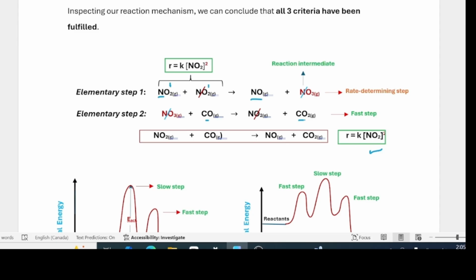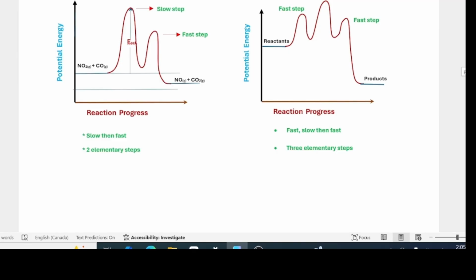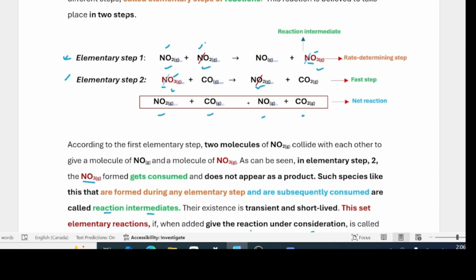So all 3 criteria have been fulfilled. If one were to sketch that in this energy profile diagram, you're going to see that the first step, which is called the rate determining step, will have a high energy of activation, and then the other one will be fast, because it has a relatively much lower energy of activation. So if you look at this reaction mechanism one more time, we'll call this a rate determining step, and that's slow, and obviously the other one will be fast.